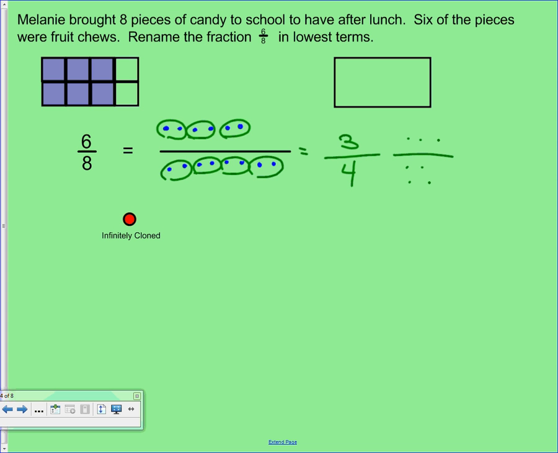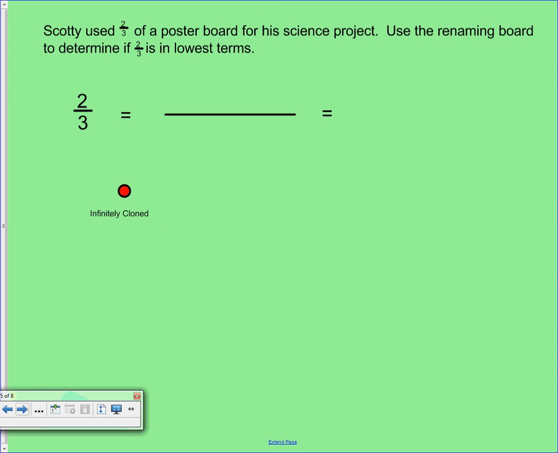There's not a group I can make with that besides 1. If 1 is the only thing you can do, then it's in its simplest form. It's in what we call its lowest form. So it's 3/4. All right, 2/3. Is it in its lowest terms? 1, 2, 2, 3. Can I make groups of 2 on bottom? I could, but then 1's left out. Only thing I can do is make groups of 1. Well, if all I can do is make groups of 1, then 2/3 is in fact in its lowest term.